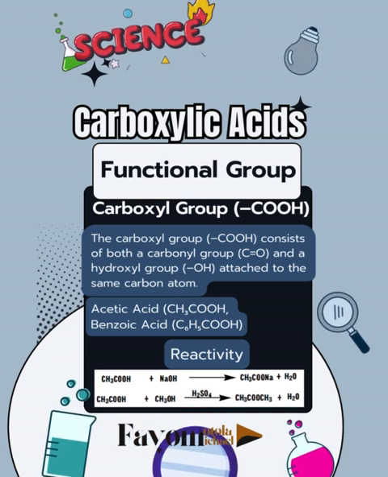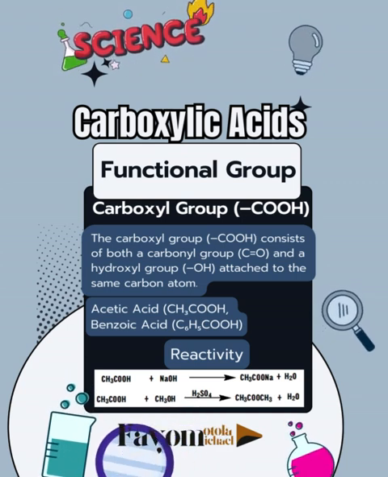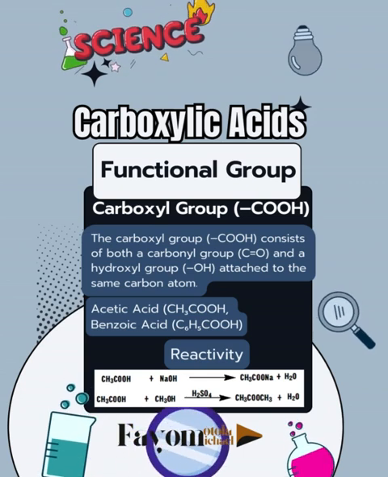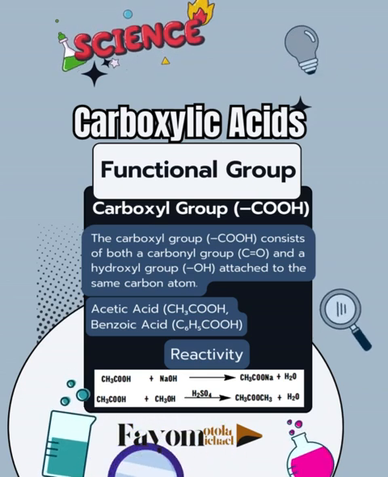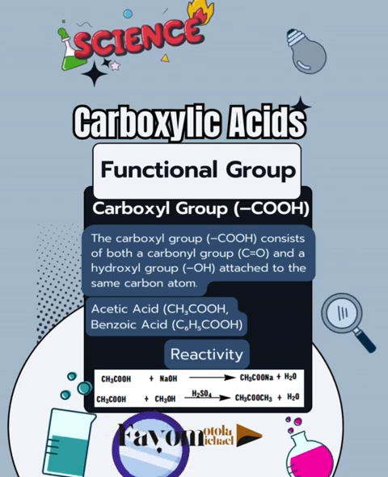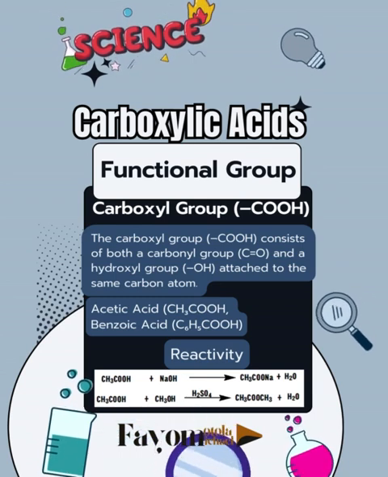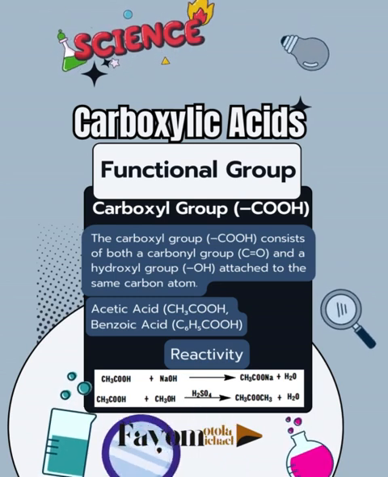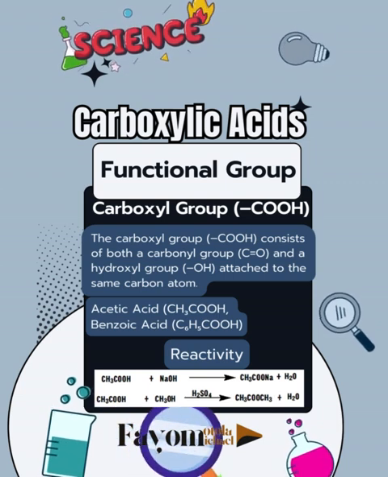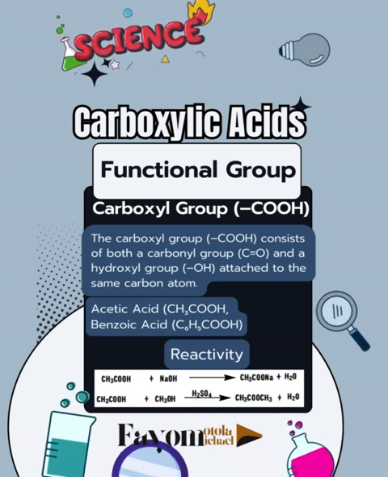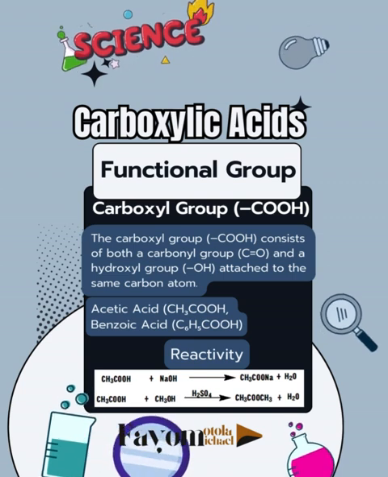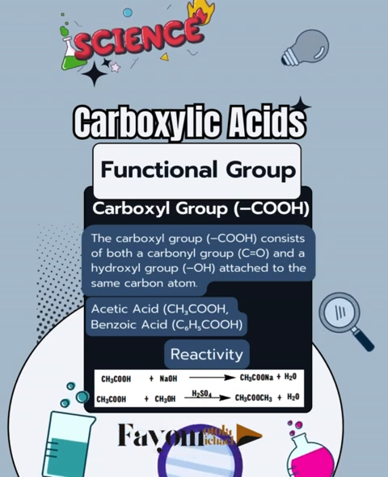The carboxyl group there, that COOH, is the functional group, which consists of both the carbonyl group and the hydroxyl group, both attached to the same carbon atom. These compounds, the carboxylic acids, are acidic because they can donate hydrogen ions in water. An example of a carboxylic acid is acetic acid, which is found in vinegar.